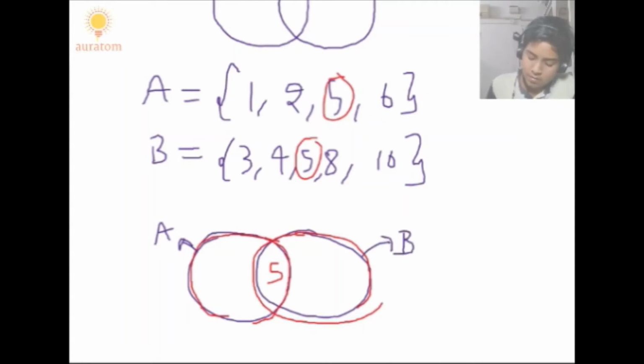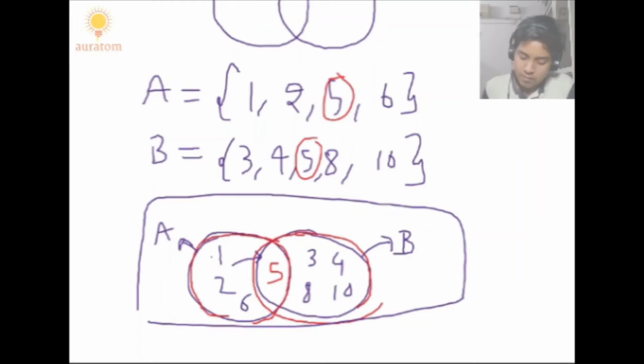The other elements of A are 1, 2, and 6, and these cannot be included here, right? Because these elements are only in A. Let's write the other elements of B: 3, 4, 8, and 10. So this is a Venn diagram representation of the sets A and B.